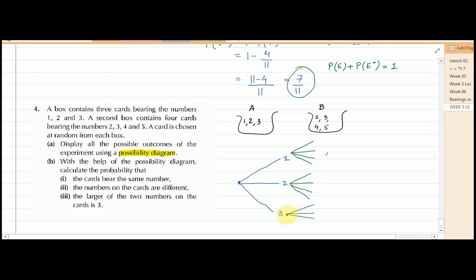3, 4. The numbers in bag B are 2, 3, 4, 5, 2, 3, 4, 5, 2, 3, 4, 5. These are the numbers of bag B: 2, 3, 4, 5. Now the cases are simple. From 1 it's 2, 1 it's 3, 1 it's 4, 1 it's 5. The same thing that I've written just before drawing the tree diagram.